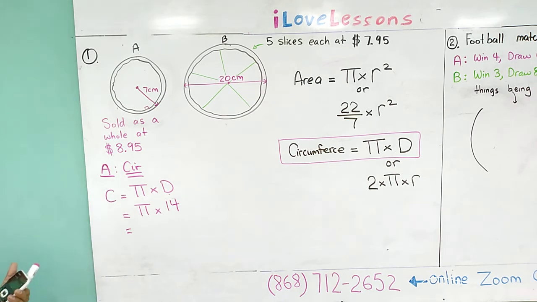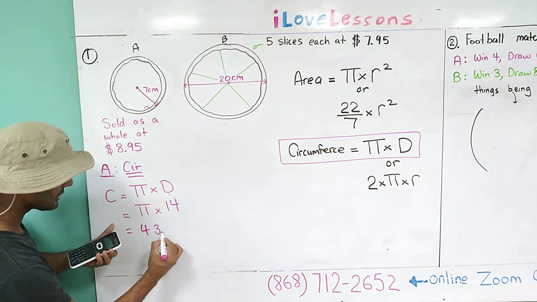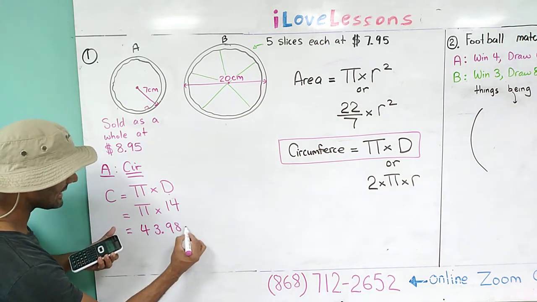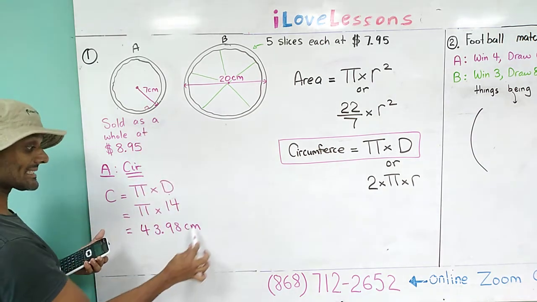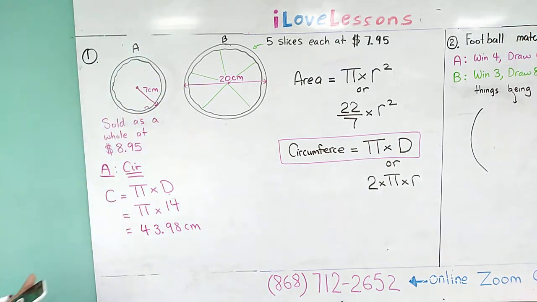Pi multiplied by 14 is 43.98 centimeters, not centimeters squared, because it's just a distance around.